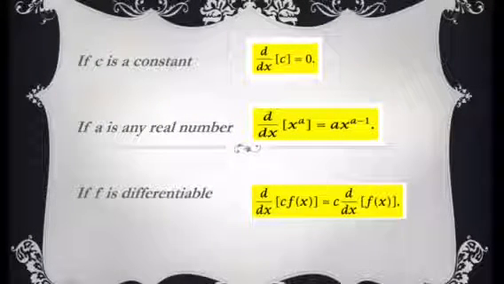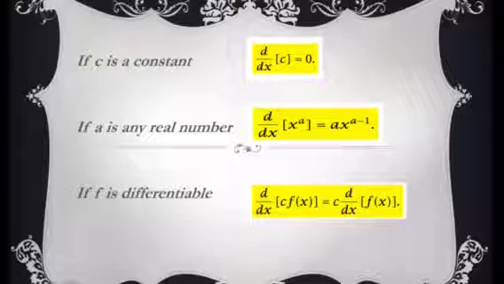I will introduce a technique for finding the derivative. As you can see, the equation d over dx of c equals 0. So what that means is if c is a constant, then the derivative will equal 0. This is the easiest concept of this topic. Now we can move to the second one.